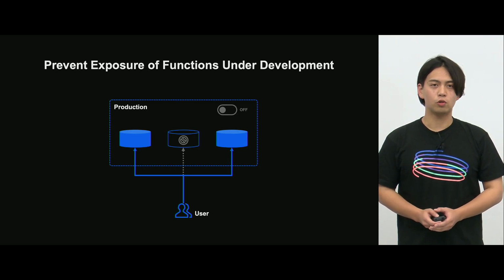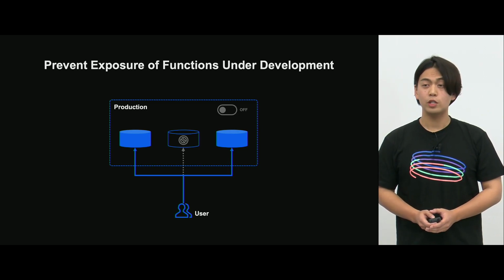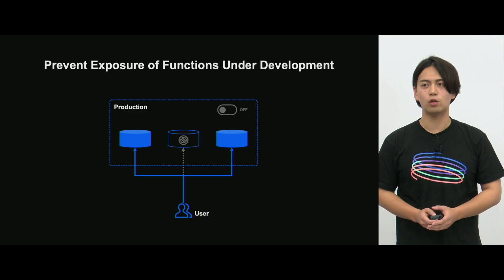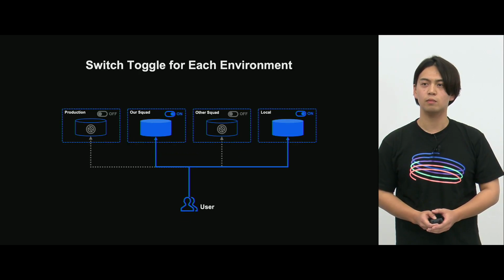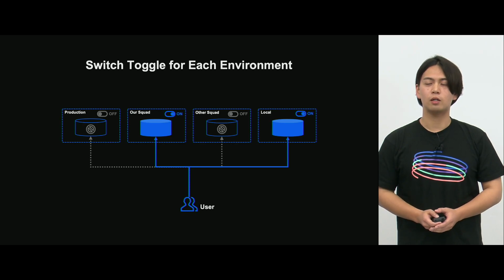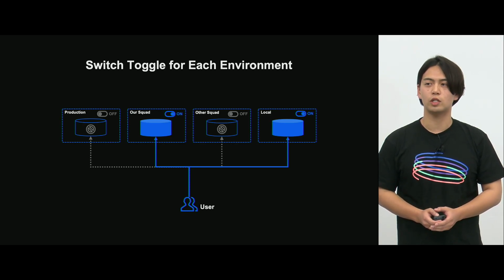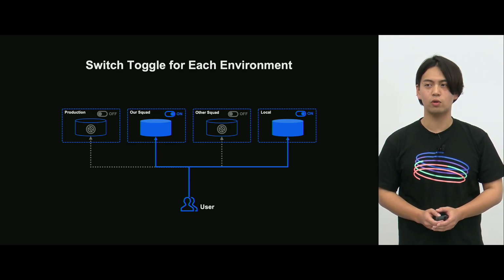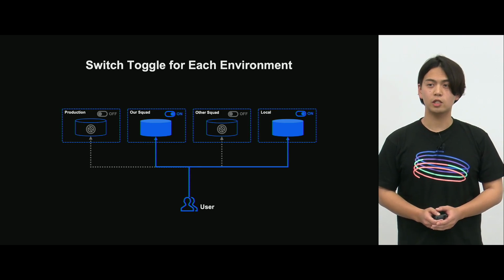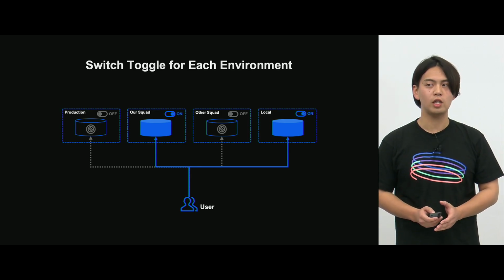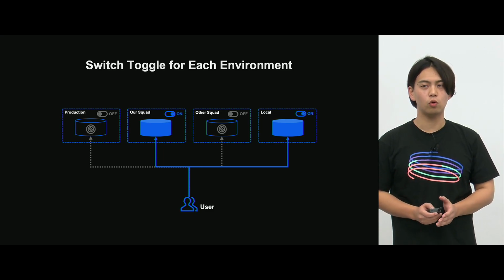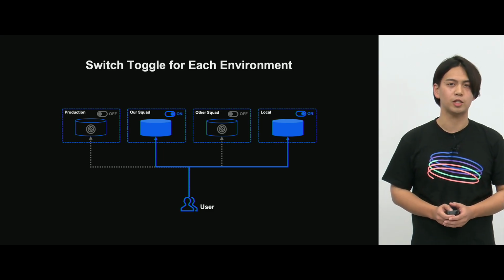The first requirement is to avoid exposing the functionality under development. In an environment where the toggle is turned off, the user should not be exposed to the functionality being implemented or developed. The second requirement is to be able to switch toggles for each environment. In addition to the production environment, we have a different test environment for each squad. In our squad's test environment, we'd like to enable new features by turning the toggle on, but in other squads, we need to turn the toggle off to test and develop without exposing new features.